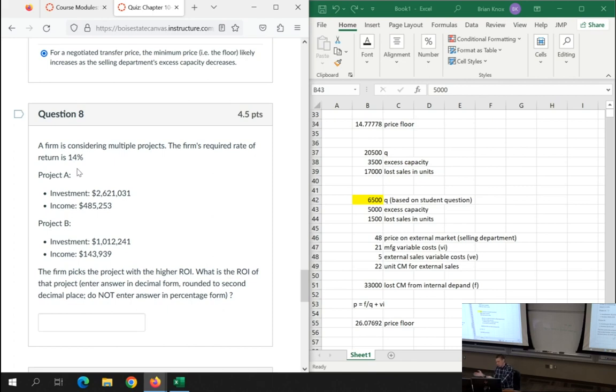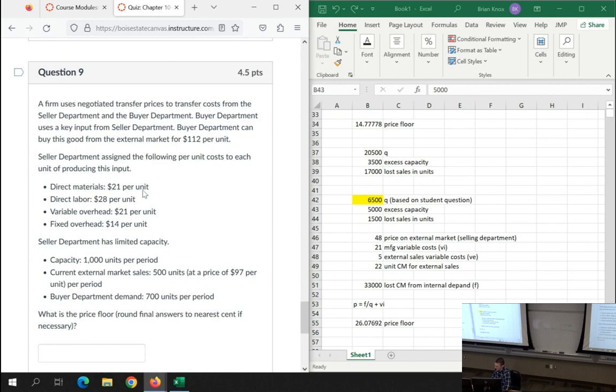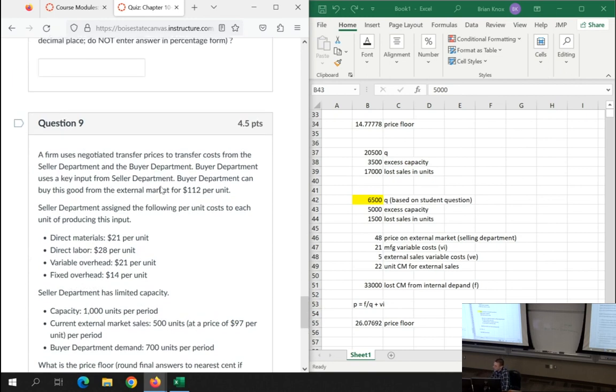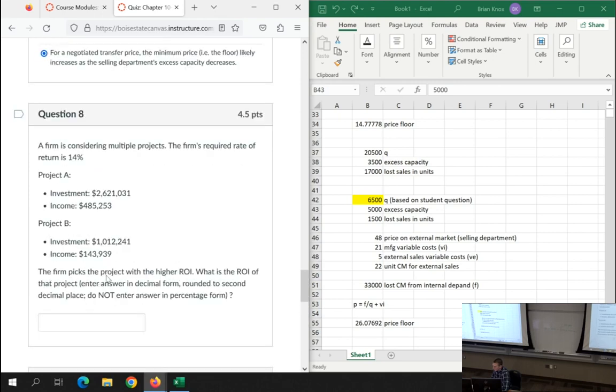Okay, so we're going back to the ROI and residual income idea here, and then we'll come back again. We'll go back, a reverse, double reverse like in Uno, to transfer prices right here. All right, so a firm is considering multiple projects. The firm's required rate of return is 14%. That's the cost of capital, the hurdle rate, or whatever you want to call it.